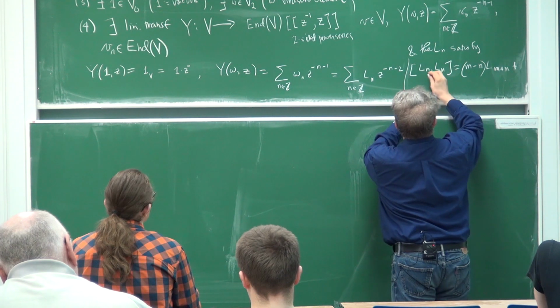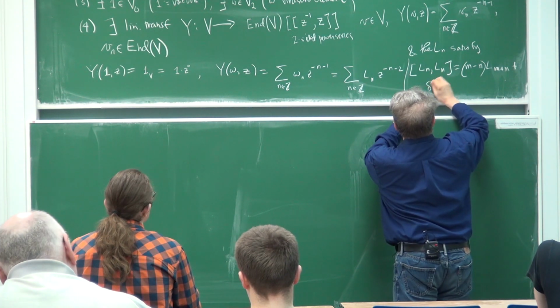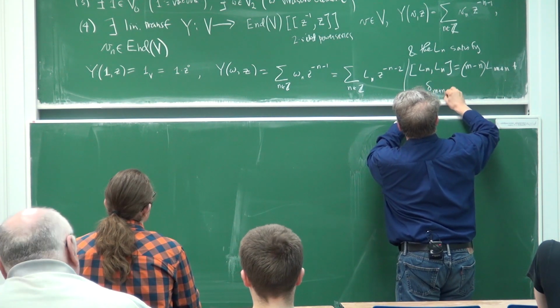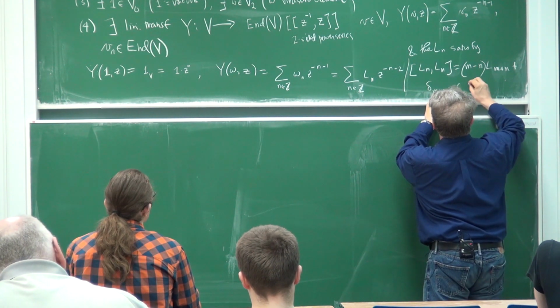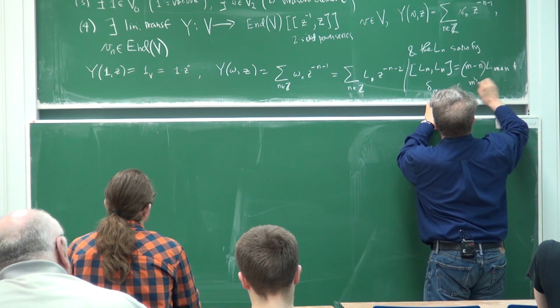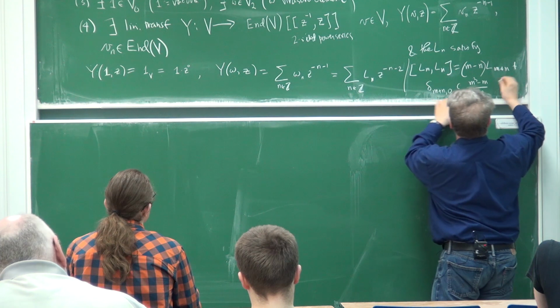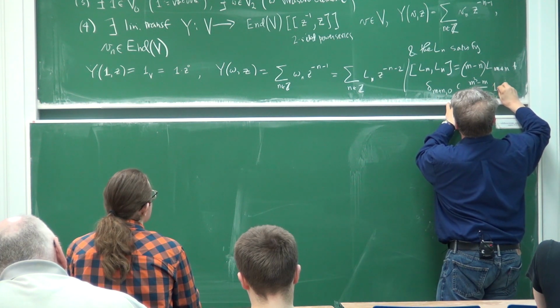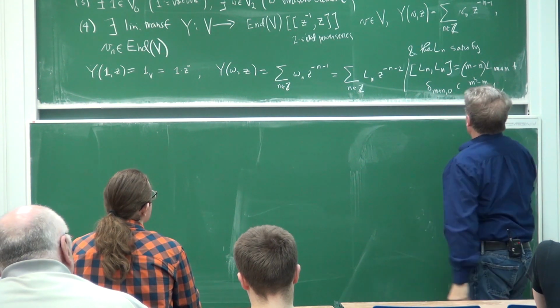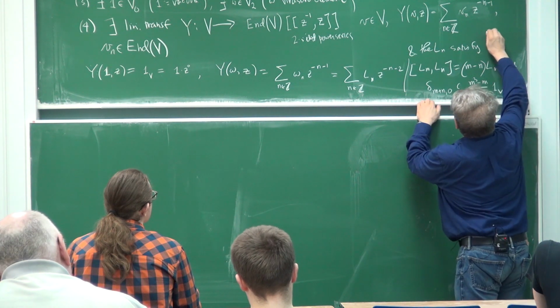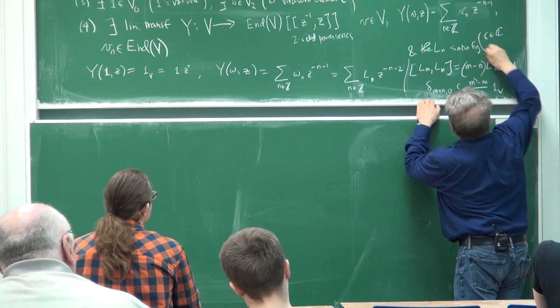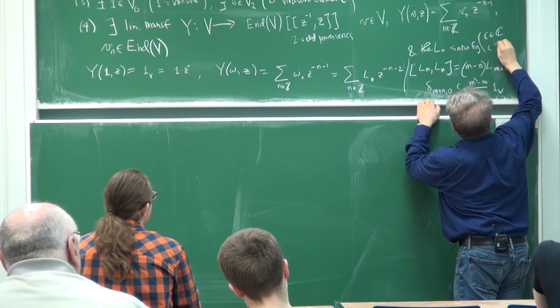Plus, now let me get this right, Kronecker delta m plus n, 0, times c, times (m cubed minus m) over 12, times the identity on V. And c is a scalar, and it's called the rank.